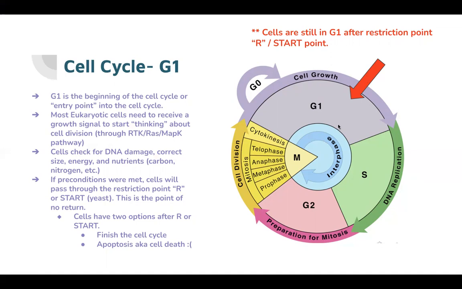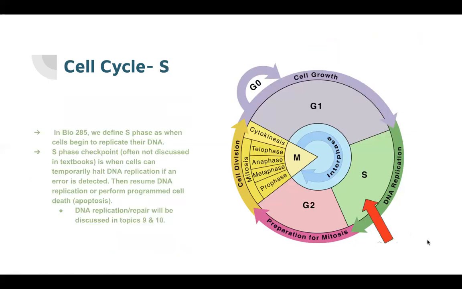So the cells have two main options after this point: either finish the cell cycle or apoptosis, which is like cell death, right? Are there any questions on G1? All right, so the next phase after G1 is S phase, right?